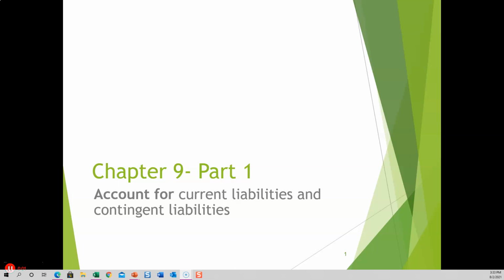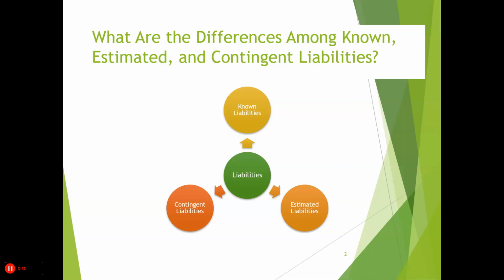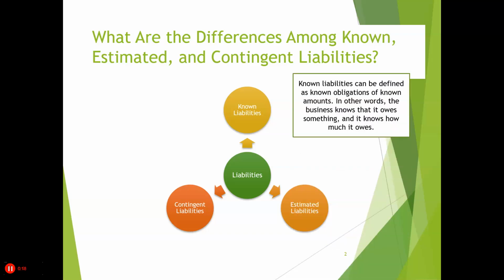Chapter 9, Part 1, Account for Current Liabilities and Contingent Liabilities. Now, what are the differences among known, estimated, and contingent liabilities? Well, first, a known liability: we know the amount and we know that it's due. So it would be if we bought some goods and we received a bill.